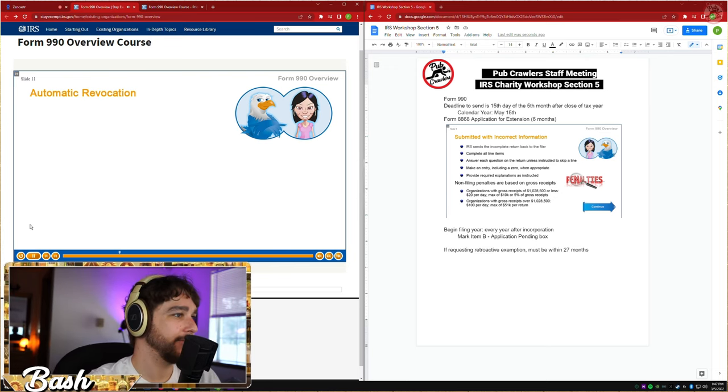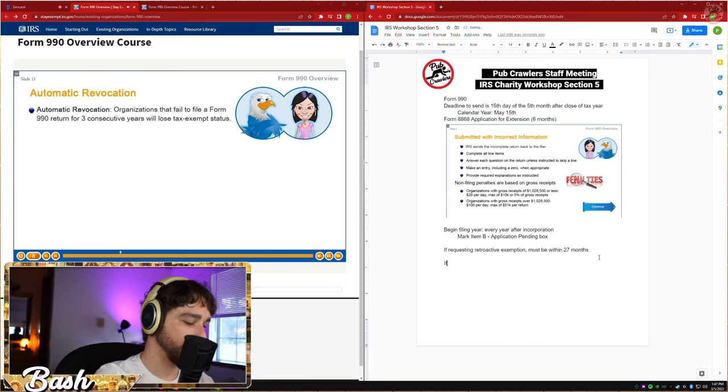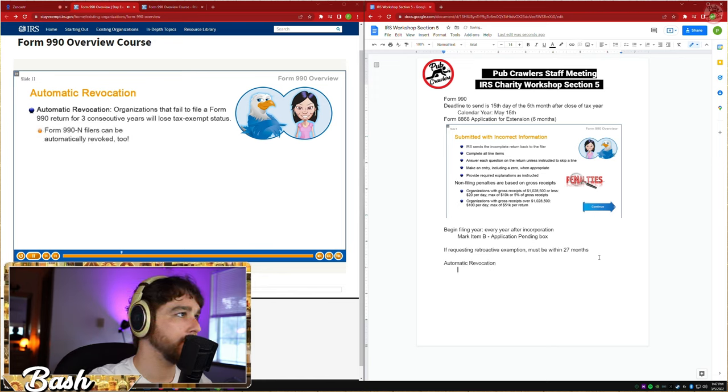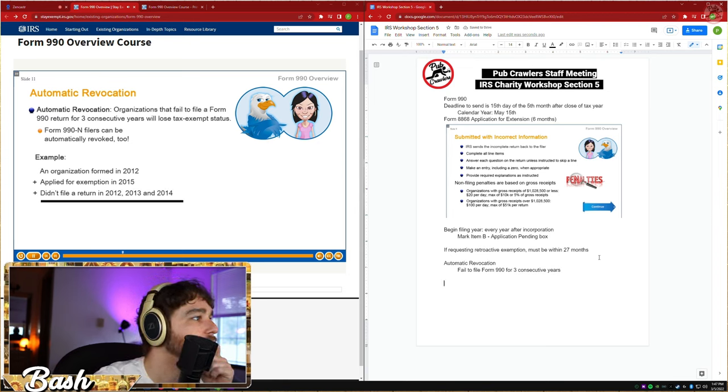I should file a 990 series return every year after my organization is formed. Remember that if an exempt organization fails to file for 3 consecutive years, it will lose its exemption on the due date of the 3rd annual return or notice. It's called automatic revocation. Automatic revocation happens to Form 990N filers too, even though they aren't subject to the late filing penalties. That's good to know. So, if my organization was formed back in 2012, but I didn't apply for exemption until this year, and I've never filed an annual return, is it possible that my organization's exemption could be automatically revoked right after I received my determination letter? Actually, it is.